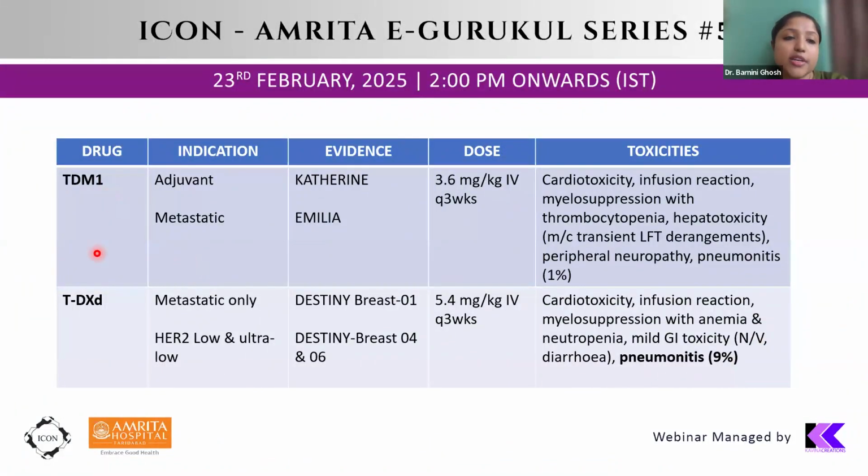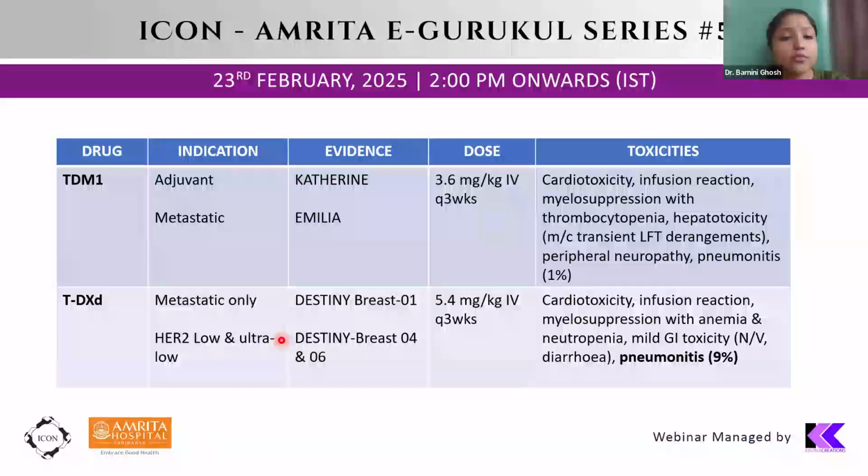So the antibody drug conjugates TDM1 and TDXT. The settings I have already discussed. Now, what I want to say here additionally is that trastuzumab deruxtecan is also indicated for HER2 low and ultra low settings. So what is this HER2 low setting? If IHC for HER2 neu is 2+ and FISH is negative, or the IHC for HER2 neu is 1+, then it is a HER2 low disease.